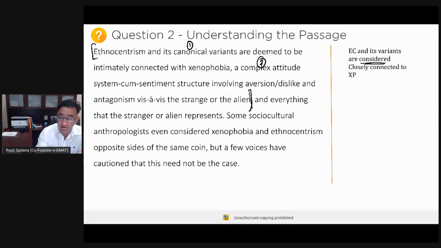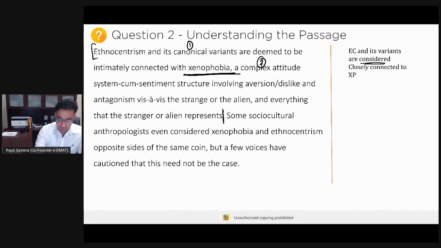This definition, a complex attitude cum sentiment structure, is something that the author is telling you what xenophobia actually is. That's not someone else's view, that's author's view. Okay, so what is xenophobia or XP? A complex attitude system cum sentiment structure involving aversion, dislike, and antagonism vis-a-vis the strange or the alien and everything that the stranger or alien represents.